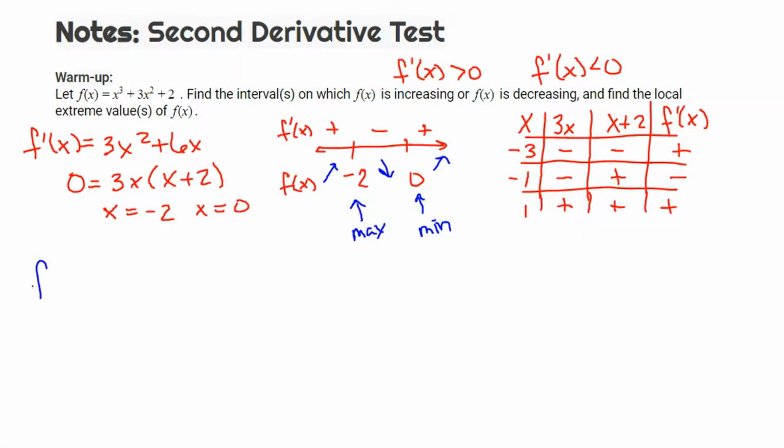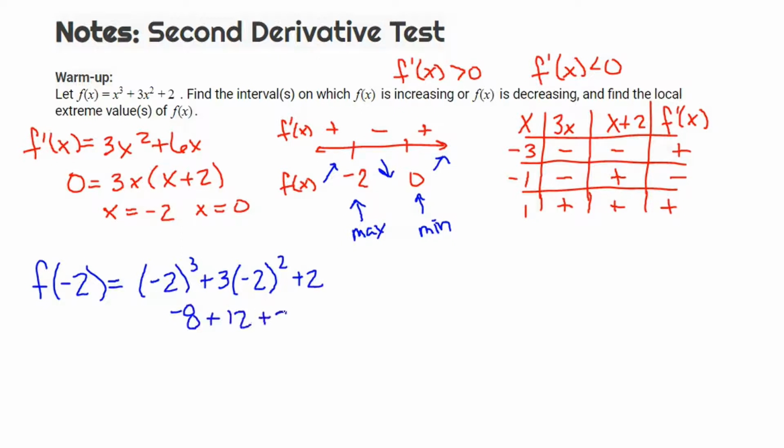To find the value of our local max, we're going to substitute in a value of -2 into the original function. This is -8 plus 12 plus 2, and that gives us a value of 6. And then we'll substitute in 0 to find the value of the local minimum. That one's easy. You have 0 cubed plus this will also be 0, and our constant is the value.